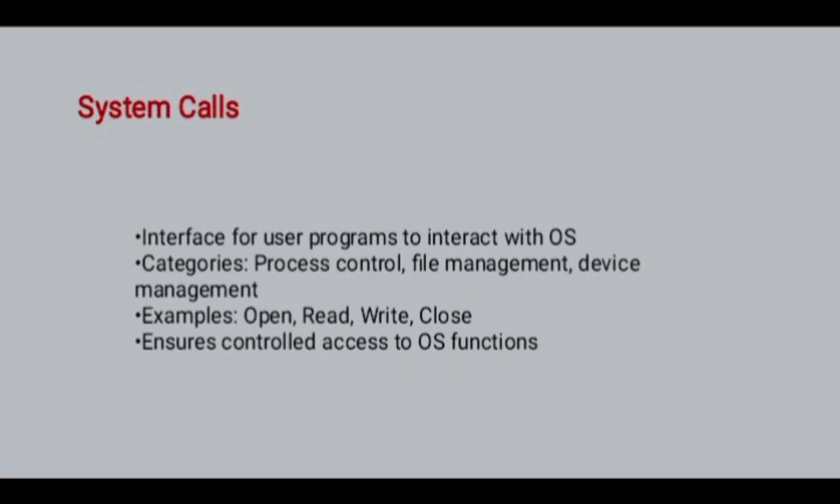This slide is about how user programs talk to the operating system. The OS provides an interface, a defined way for programs to request services. These services fall into categories like process control, file management, and device management. Common examples of these interactions are functions like open, read, write, and close files. Crucially, this interface ensures that programs can only access OS functions in a controlled way, preventing them from doing things they shouldn't and maintaining system stability.